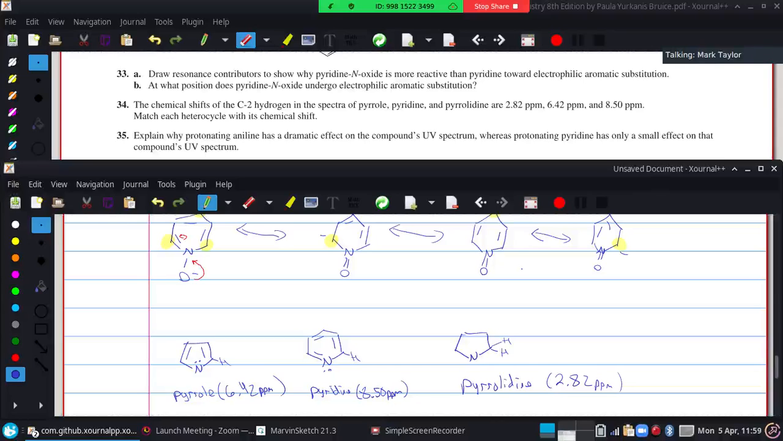Okay, 35. Explain why protonating aniline has a dramatic effect on the compound's UV spectra, yet protonating pyridine has only a small effect.